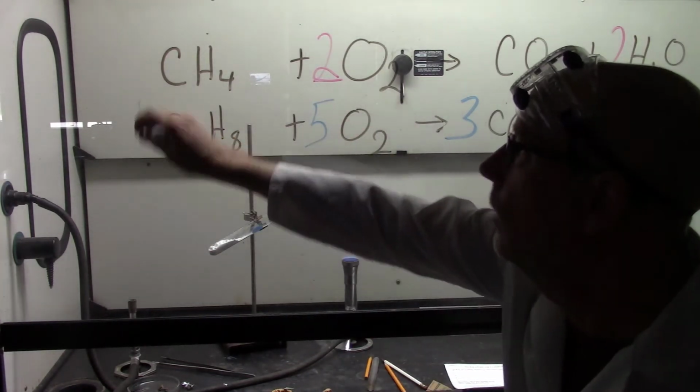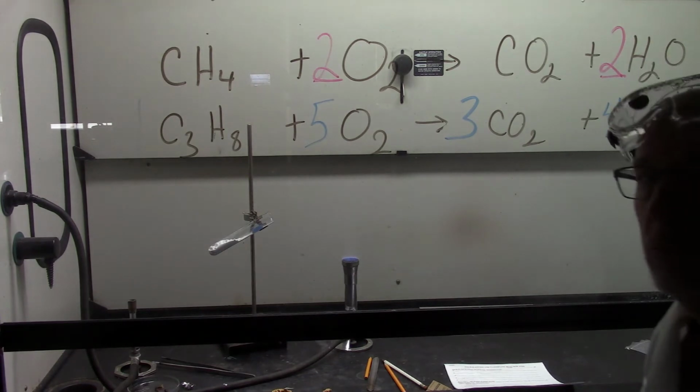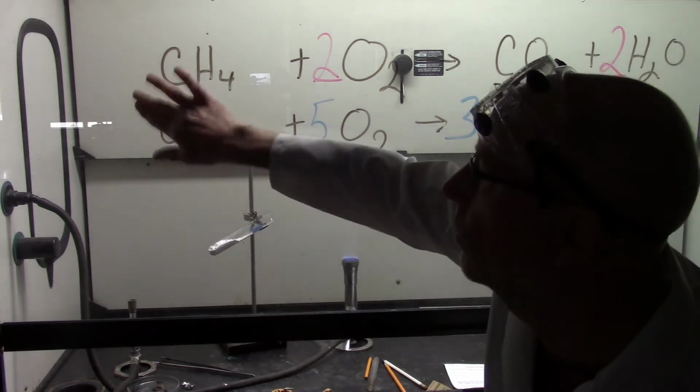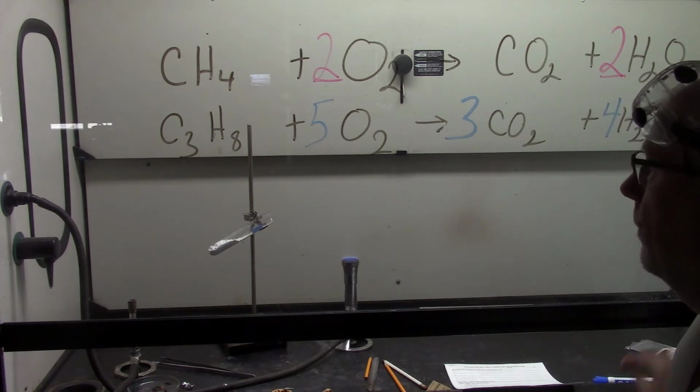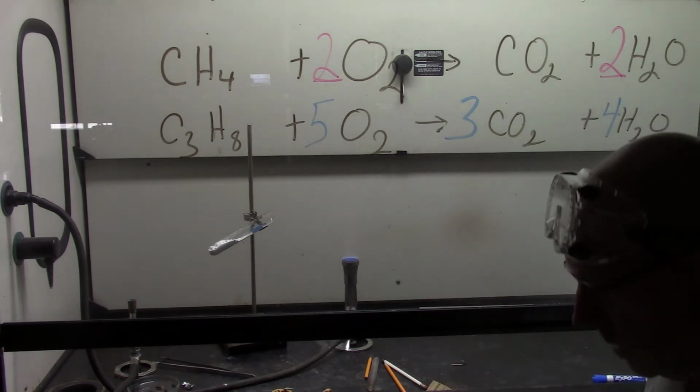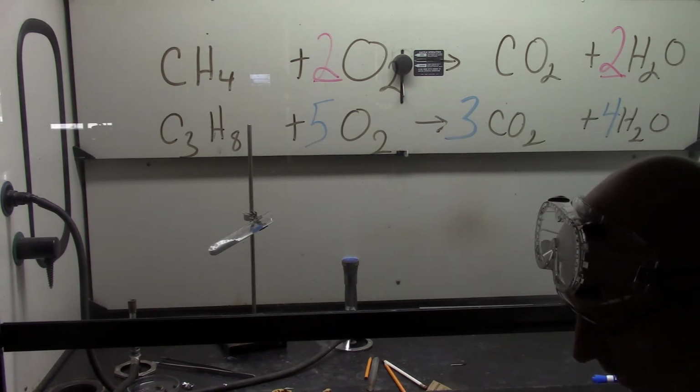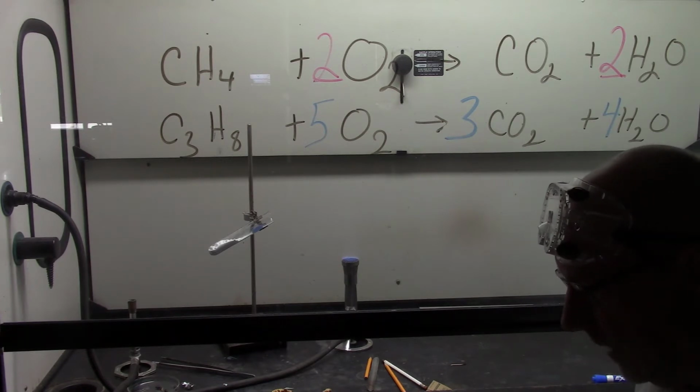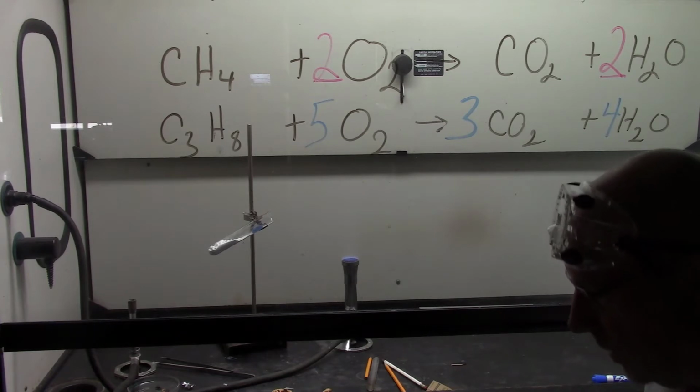We now have a 1 to 5 to 3 to 4 mole to mole to mole to mole ratio, and I don't write ones. All right, so those are all balanced, and so that's the Bunsen burner flame. So which of the 5 types of reactions is this? Combination, decomposition, single replacement, double replacement, combustion. You know it's combustion.